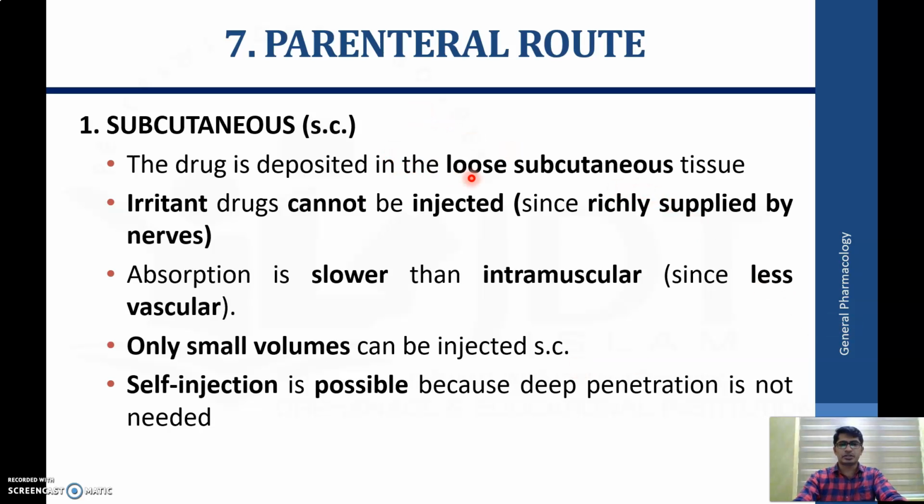In this, the drug is deposited in the loose subcutaneous tissue. Irritant drugs cannot be injected because this area is richly supplied by nerves, and absorption is lower than with intramuscular injection because it is less vascular, and only a small volume can be injected. Self-injection is possible because deep penetration is not needed.